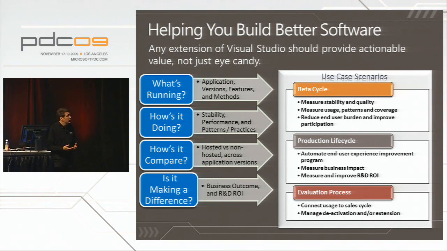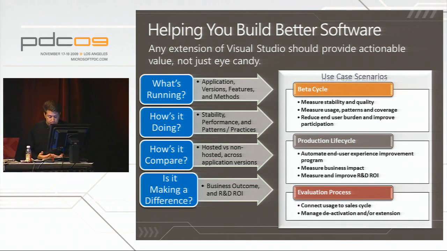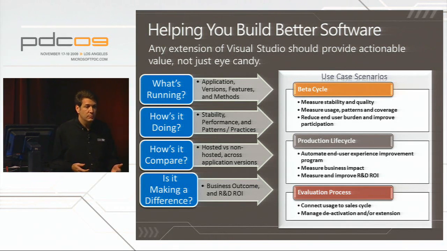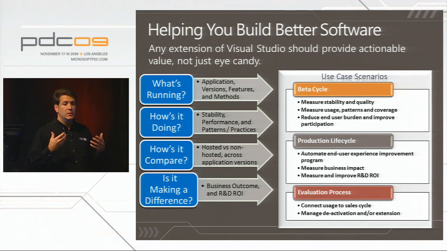So for us, it was really about helping people build better software, and whether they're using agile, lean, or waterfall methodologies didn't really matter to us. The idea of doing feedback-driven development, the idea that you can take intelligence from applications, whether they're running in beta, production, or evaluation, and pull them back is very powerful.